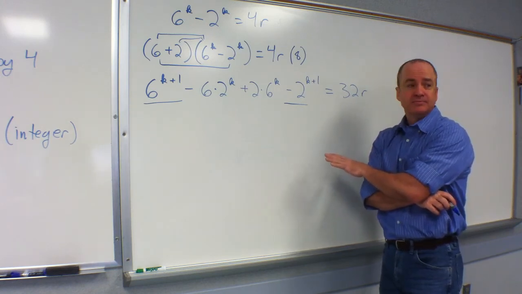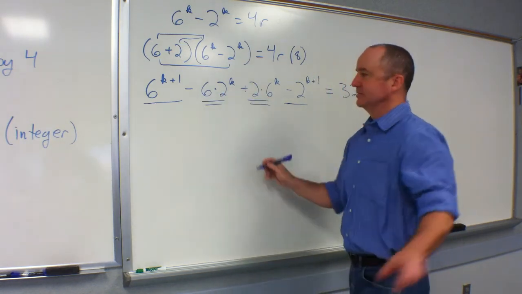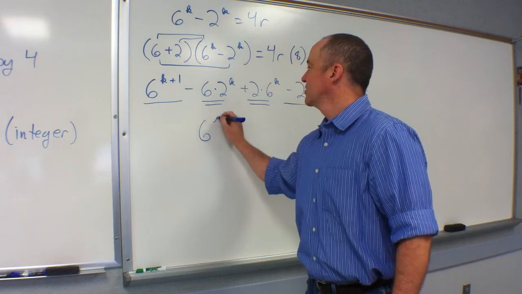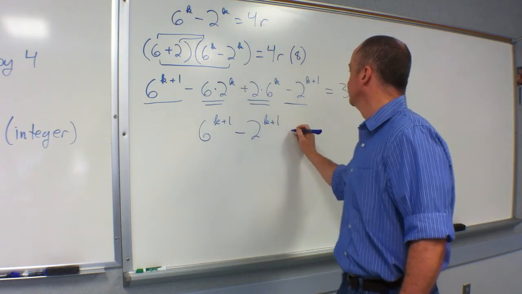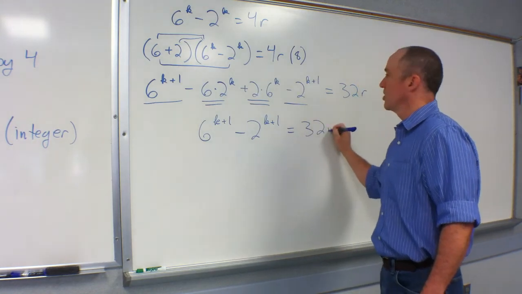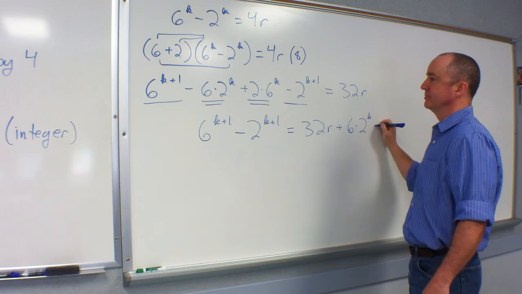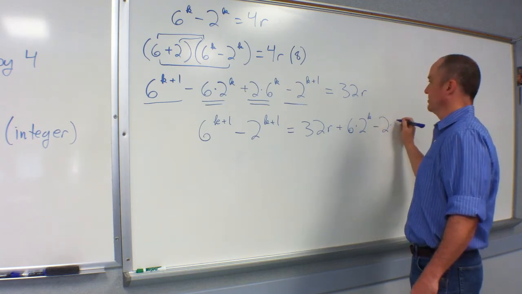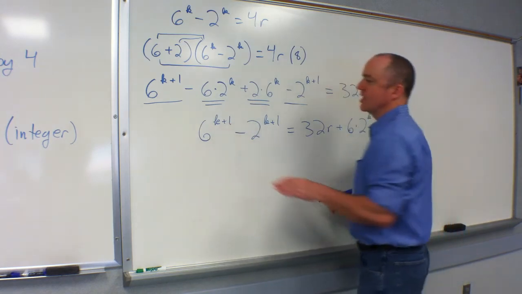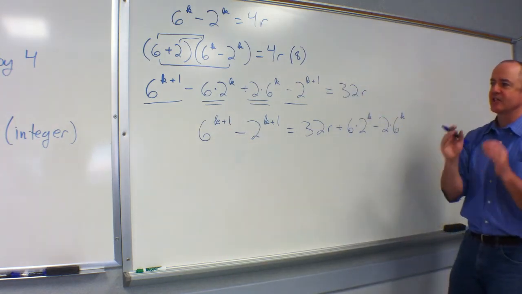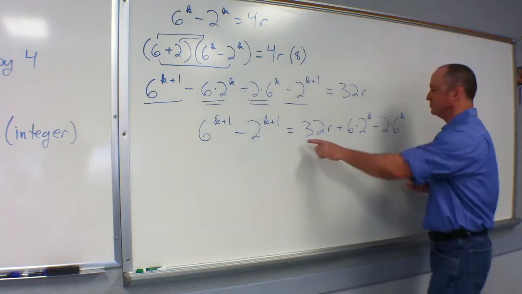Wait, will that cancel? Well, no, they can't cancel. But can't you just bring it over? Oh, right. I can bring it over. 6 to the k plus 1 minus 2 to the k plus 1 equals 32r plus 6 times 2 to the k minus 2 times 6 to the k. Okay, boom. I've got my algebraic statement for the next term after 6 raised to the k power minus 2 raised to the k power.